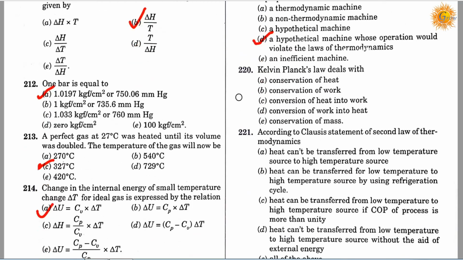Question number 220. Kelvin Planck's law deals with: option A, conservation of heat, option B, conservation of work, option C, conservation of heat into work, option D, conservation of work into heat, option E, conservation of mass. Correct answer is C. It's a conservation of heat into work.